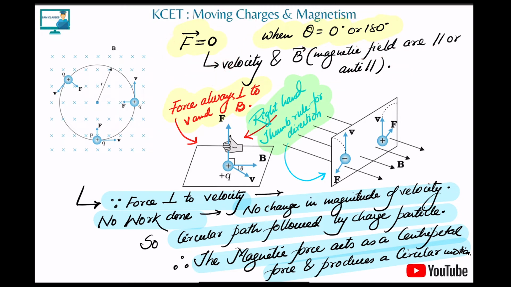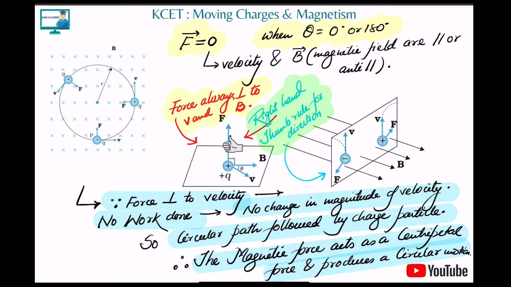Now, how do you find the direction of the force? Very simple, we can use the right hand thumb rule. Take the velocity, curl it along B, and you'll get the force direction. The thumb will point in the direction of the force. We have done the right hand thumb rule from class 9, 10th onwards, so you already know about it. And we also know from the cross product that force is always perpendicular to V and B. The cross product of any two vectors gives a third vector which is perpendicular to both vectors. So force is perpendicular to V and also perpendicular to B.